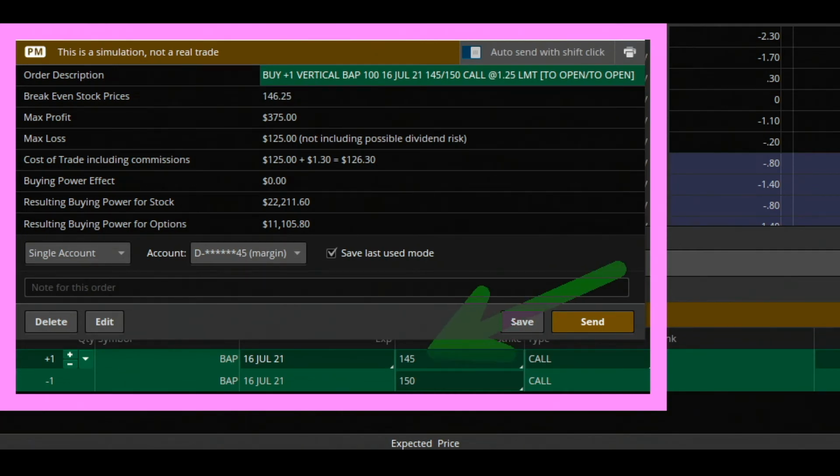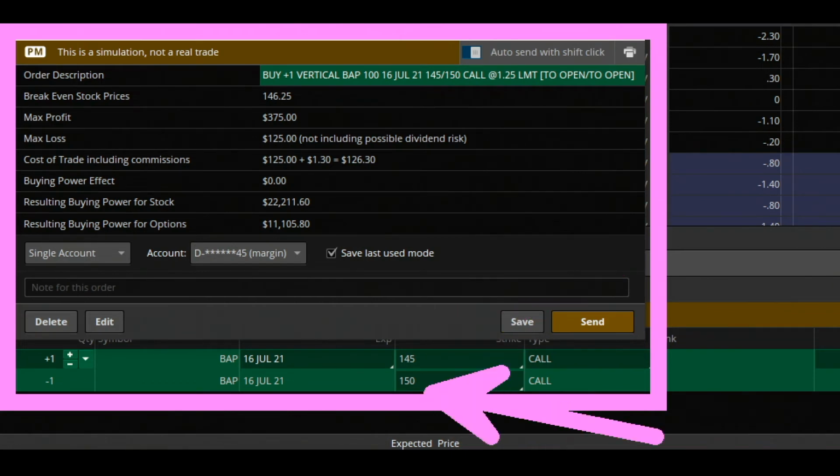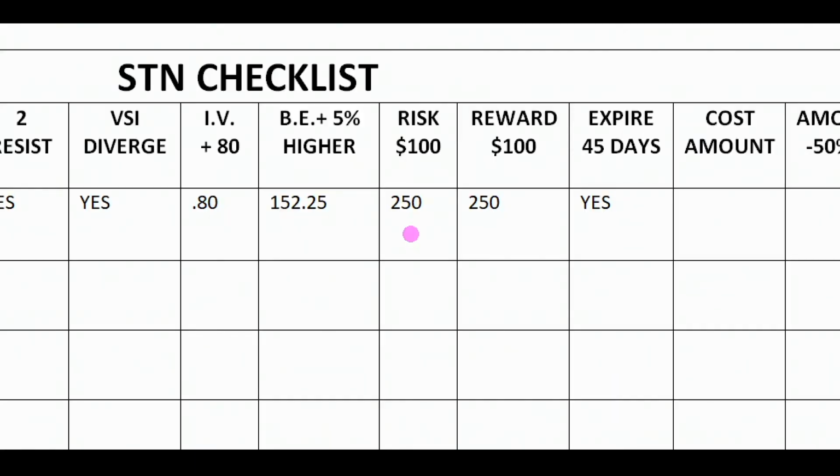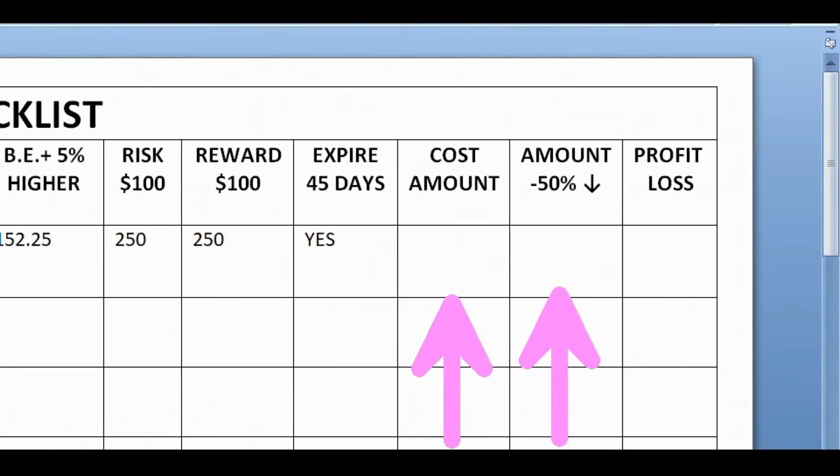Now you're buying back the 145 strikes, and you're selling back the 150 strikes. Before, you were at $250 for the max cost. Now the max loss is $125. You're leaving that on the table, and you're gaining it here, $375, which includes your $125 profit. Your risk is a 1-to-1 ratio, $250 to $250, 45 days to expiration, yes. Cost amount of the trade, cost amount minus 50% to close out the trade. And then what was your profit?